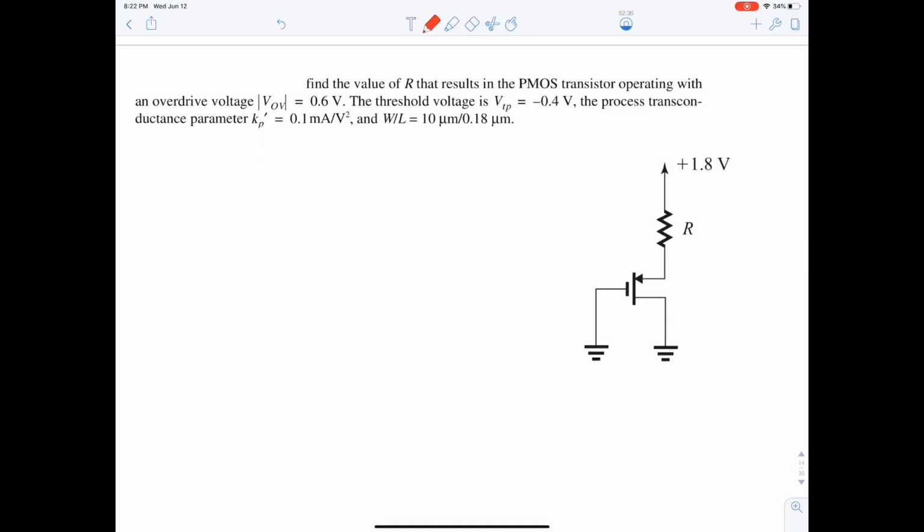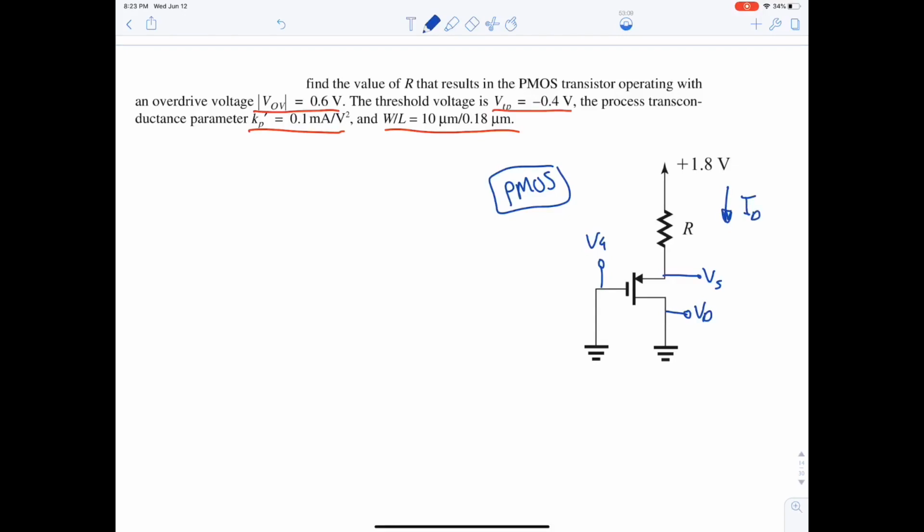Okay, then from this question, let's go to the next. Now it says find the value of R that results in the PMOS transistor operating with an overdrive voltage 0.6, VTP is minus 0.4, process transconductance parameter is 0.1 milli, and W over L is given. We need to find R. Whenever the question says find R, you have to think Ohm's law directly. This is PMOS. This is VG, this is VS, this is VD, and this is ID.